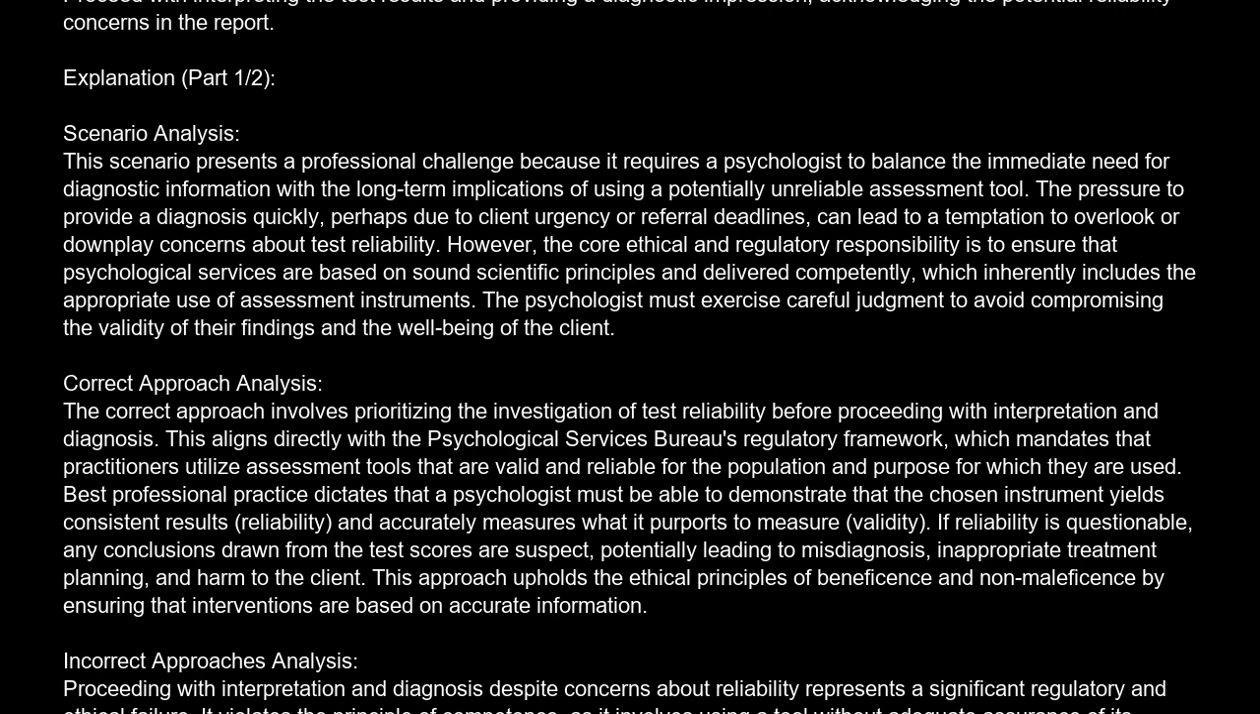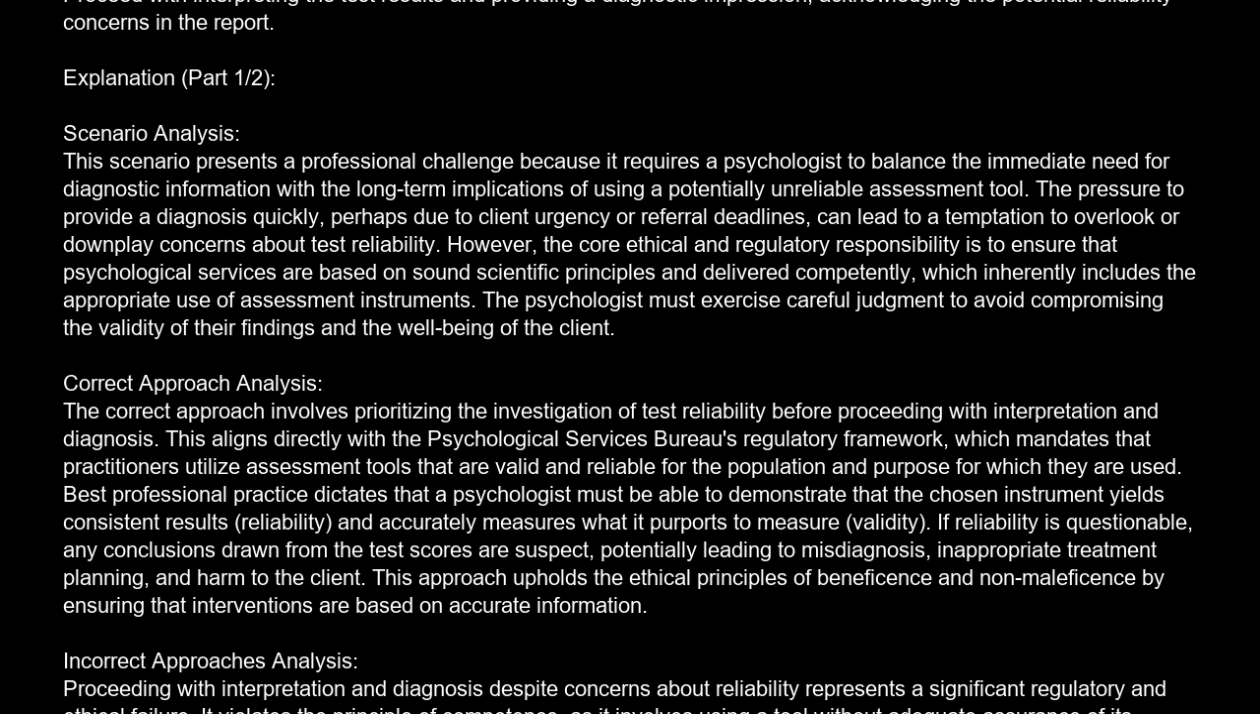The pressure to provide a diagnosis quickly, perhaps due to client urgency or referral deadlines, can lead to a temptation to overlook or downplay concerns about test reliability. However, the core ethical and regulatory responsibility is to ensure that psychological services are based on sound scientific principles and delivered competently, which inherently includes the appropriate use of assessment instruments. The psychologist must exercise careful judgment to avoid compromising the validity of their findings and the well-being of the client. Correct approach analysis.